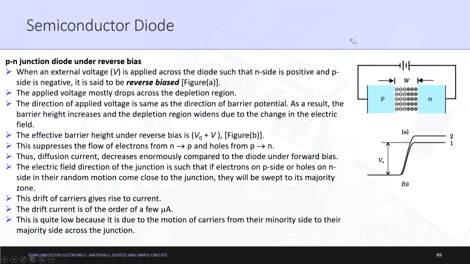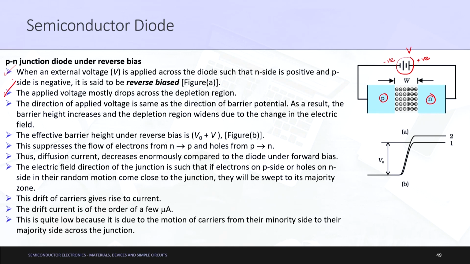Fine. So, let us try to understand this now. When an external voltage V is applied across the diode such that the N side is positive and the P side is negative, it is said to be reverse bias. So, that is the definition of reverse biasing.